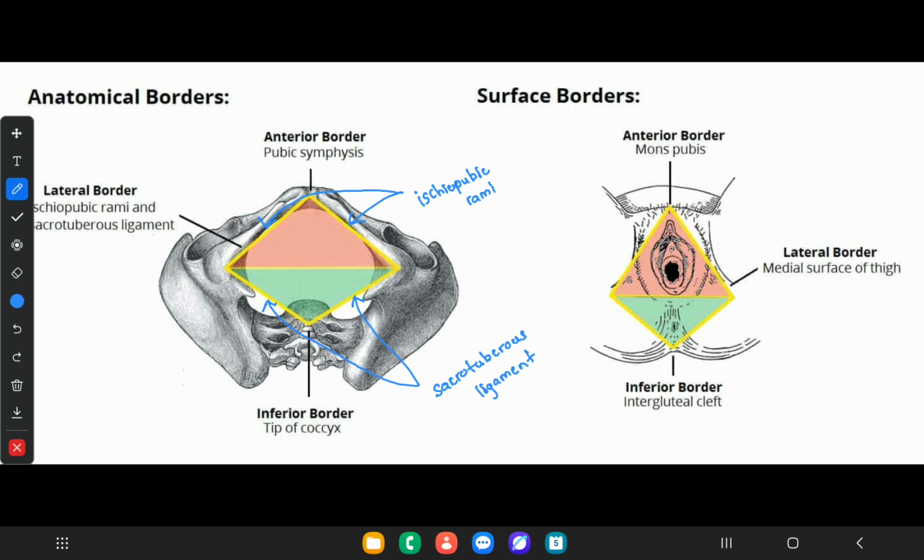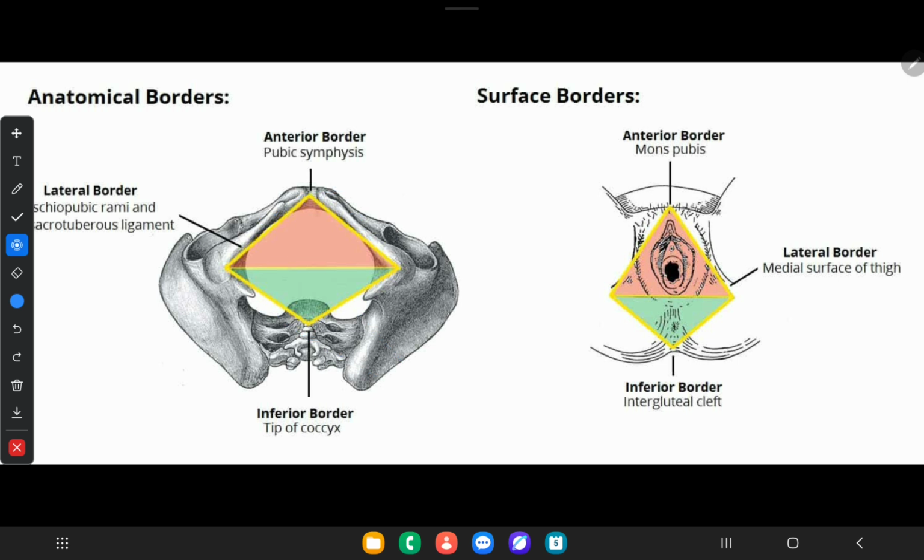In this diamond-shaped structure, the lateral boundaries are formed anteriorly by the two ischiopubic rami. This is the ischiopubic ramus on one side and this is the other side. So anteriorly, the lateral boundaries of the diamond-shaped structure are formed by the ischiopubic rami. Then posteriorly, the lateral boundaries are formed by the sacrotuberous ligaments from both sides.